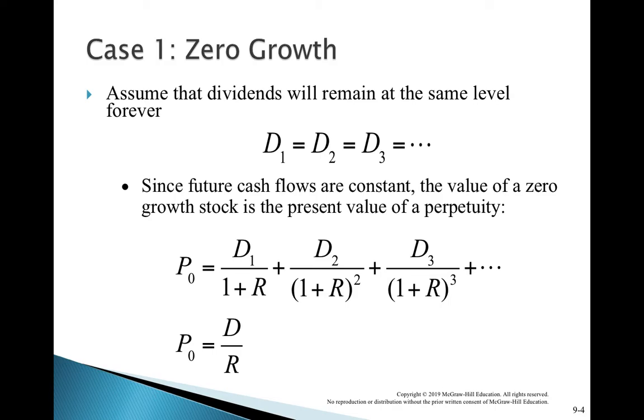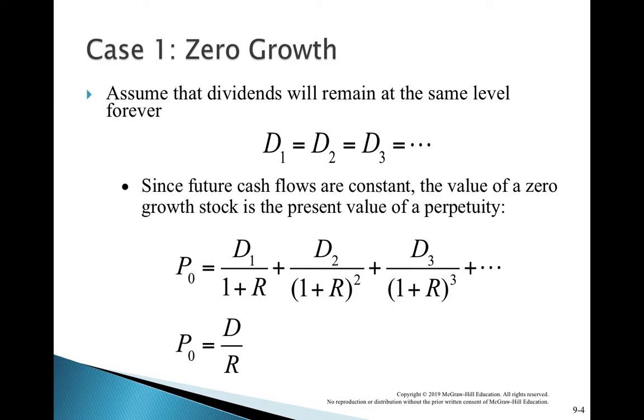Here the dividend is constant. Now remember the time value of money we have discussed, where the present value of a perpetuity, here the same dividend forever, that means it is a perpetuity. So the present value of a perpetuity is equal to cash flow divided by cost of capital.